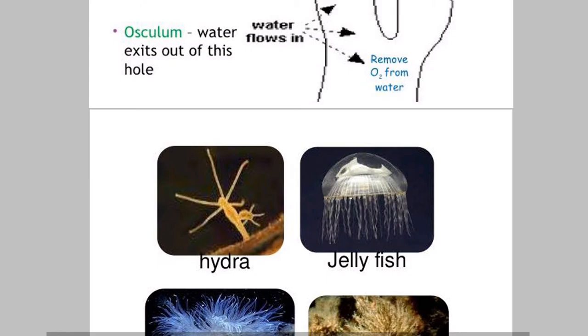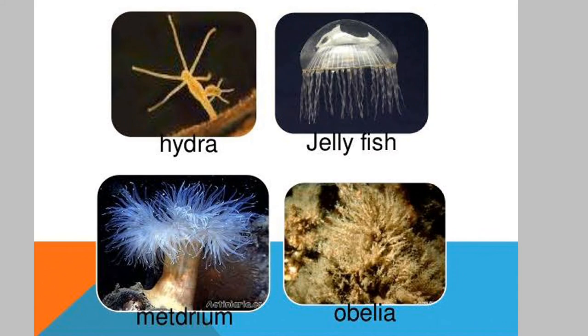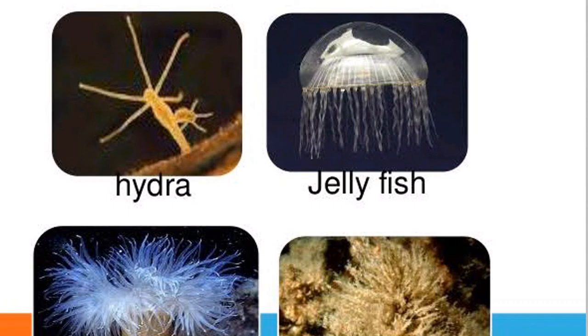Now, these are a few examples of cnidarians: hydra, jellyfish, Metridium, Obelia. In these animals also, diffusion of gases takes place. Oxygen from water enters into the body cell, and from the body cell CO2 is removed and released in the water. So, diffusion of gases.